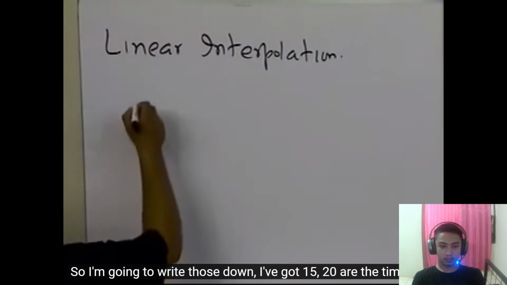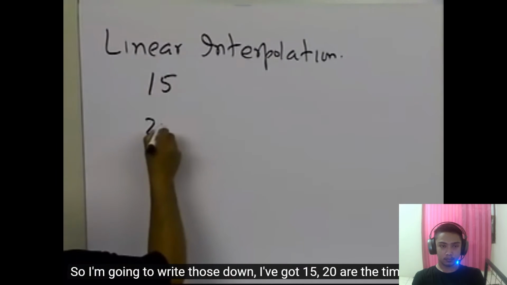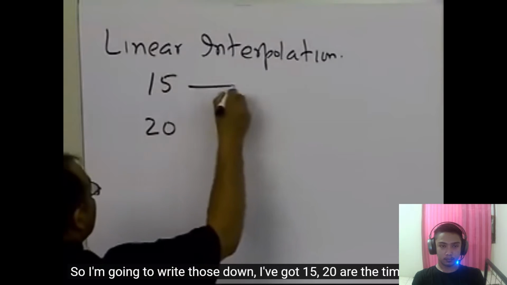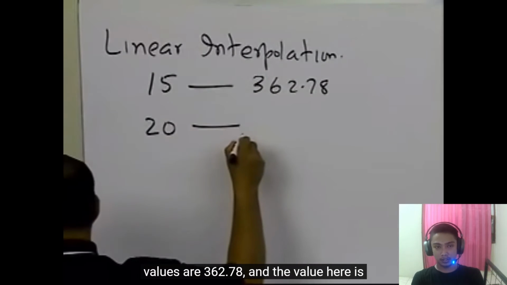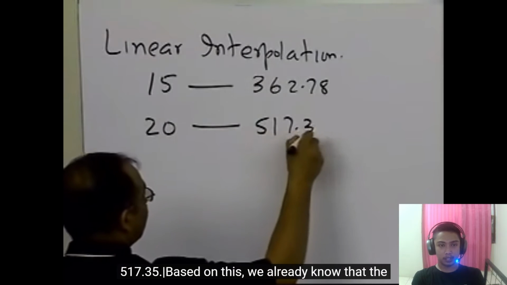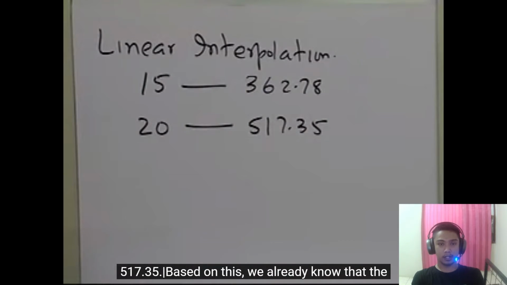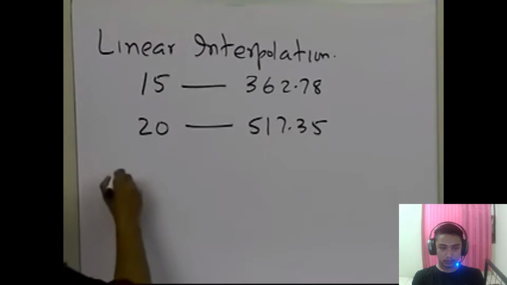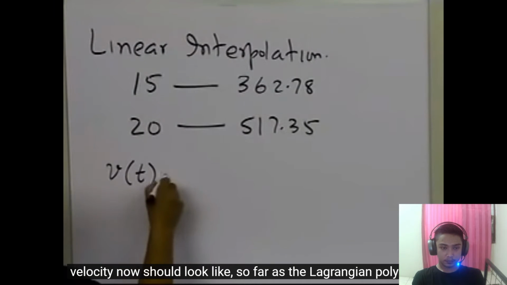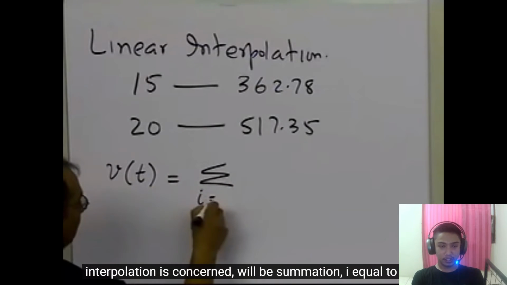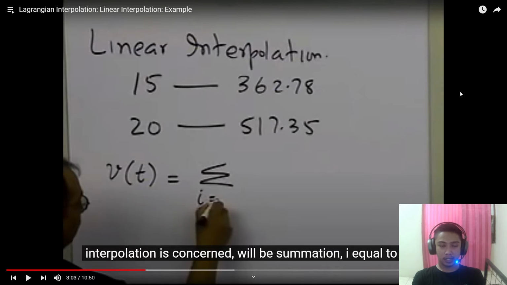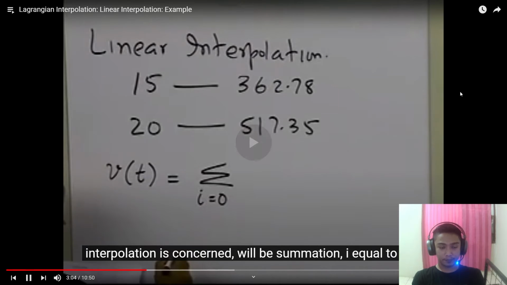So I'm going to write those down. I got 15, 20 are the times. The values are 362.78. Oke, ini ditulis ulang ya. The value here is 517. Pada detik 15 dan 20 kecepatannya gimana? Based on this, we already know what the velocity should look like, so far as the Lagrangian polynomial interpolation is concerned. Kita akan menggunakan rumus yang sudah dibahas pada segmen sebelumnya ya.